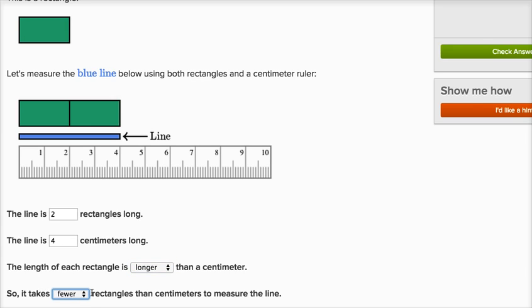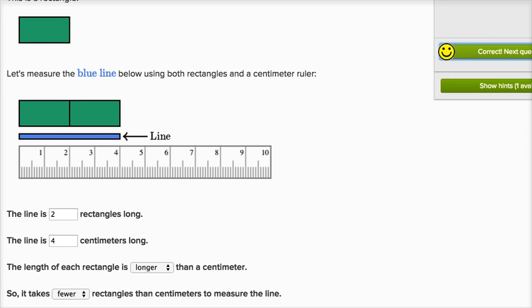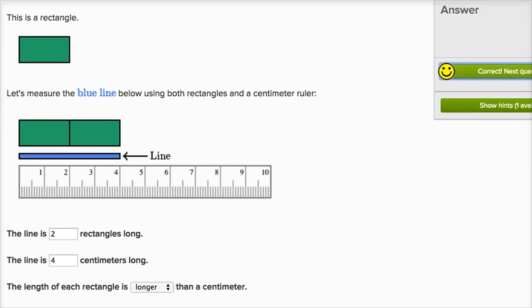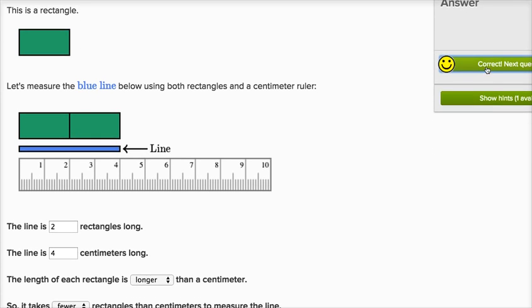So we'll select fewer right over there. And you see that over here. It only took 2 rectangles to measure the line, but it took 4 centimeters. 2 is fewer than 4. Let's do one more of these.